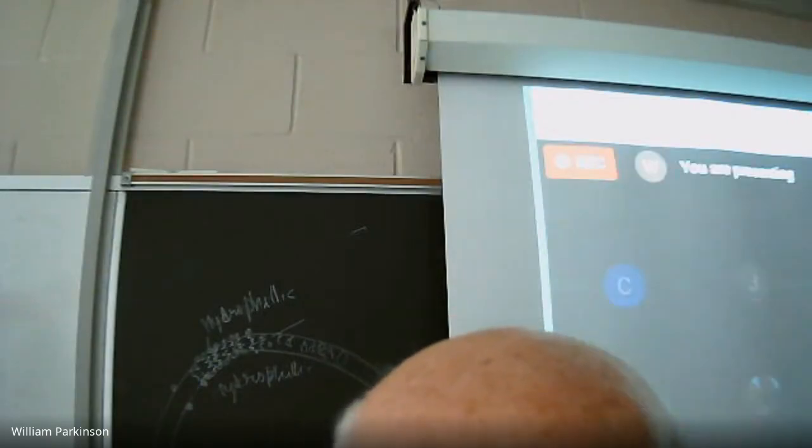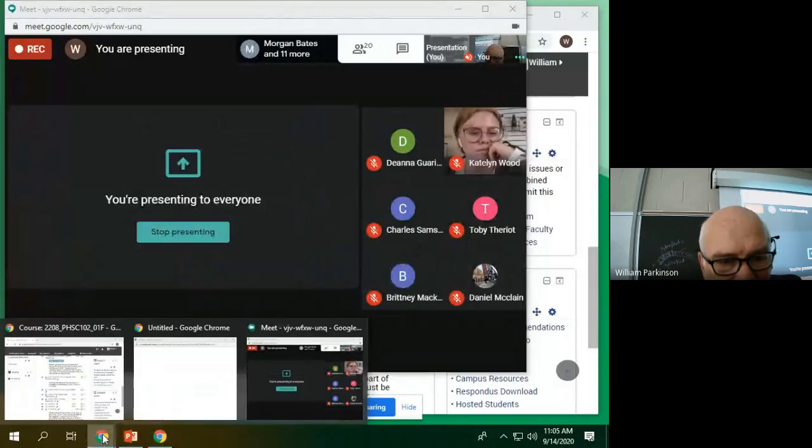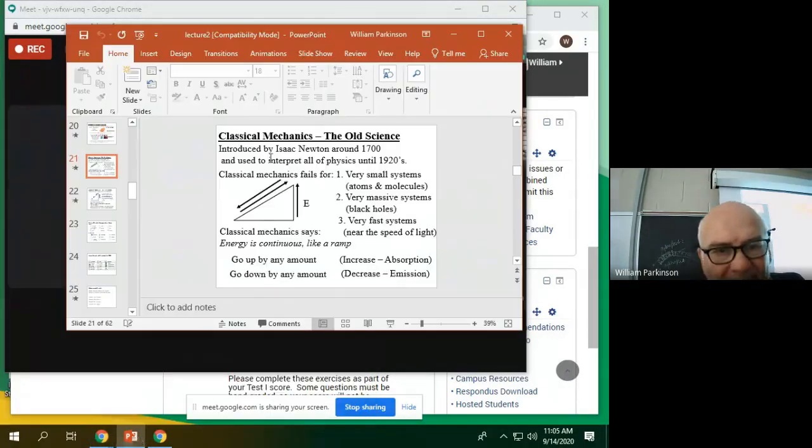So again, I'm leaning in here, and what I'm leaning in to do is hit the Present Now button. And when I hit the Present Now, I'm going to present my entire screen, and then I'm going to click on my Present the Screen thing, and hopefully it's going to let me share my screen with you. I'm presenting my screen, but hold on. That's not what I wanted to do. I wanted to do this.